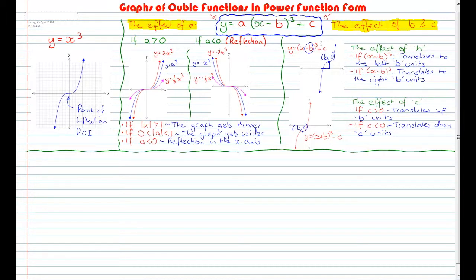So in summing up, the effect of b, if you have something like (x plus b) cubed, like you can see down the bottom here, it translates to the left b units. Or if you have something like (x minus b) cubed, it translates to the right b units, such as what you can see up the top here. Now for the effect of c, if c is greater than 0, it translates up. So that is, for example here, c is positive, so therefore the graph goes up. Whereas if c is negative, or c is less than 0, the graph translates down c units. That is, in this example where you can see c is negative, the graph has gone down. And what you can do is you can essentially get the point of inflection from these values, your b and your c.